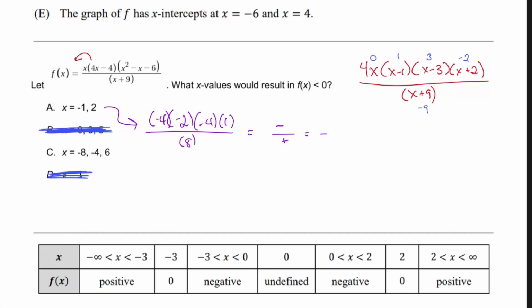So far, so good. Now, let's try 2 and see what happens. 4 times 2 is 8. 2 minus 1 is 1. 2 minus 3 is -1. 2 plus 2 is 4. And 2 plus 9 is 11. A positive times a positive times a negative times a positive gives me a negative. You are 11, so you're a positive. And a negative divided by a positive is a negative. So A is the only possible solution, because that's the only one that'll get us negatives.